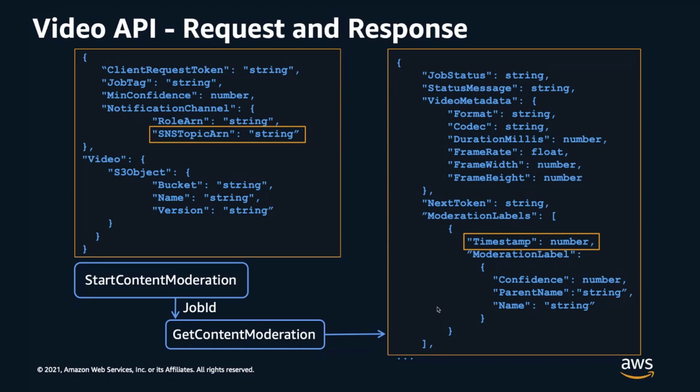The key difference here, besides being asynchronous, is that you get the timestamp in the video when a certain moderation label was found. You can use this to understand where in the video something probably objectionable is found, or where you should go in the video to review it further. The rest of the output is similar. You get confidence, a name, and a parent name.